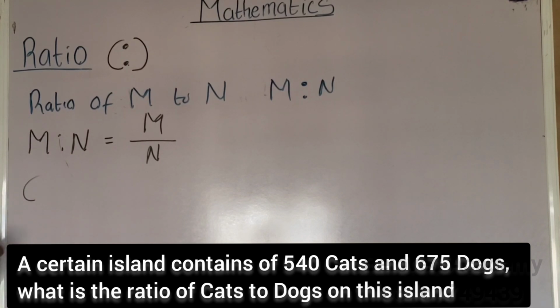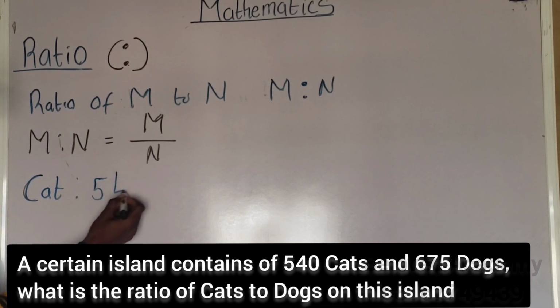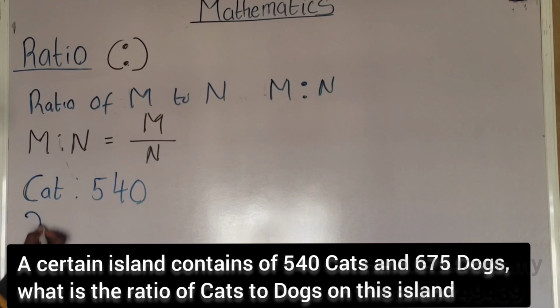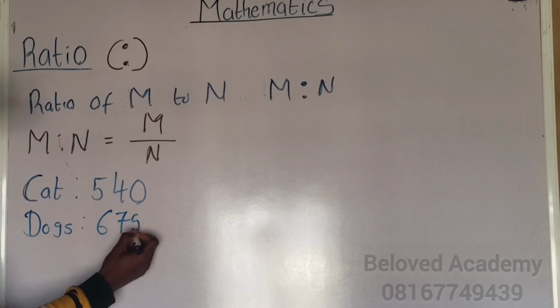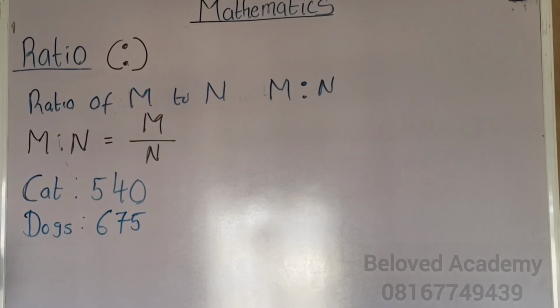Let me change this marker. For cats is 540 in number. Are you paying attention? And for dogs is 675. Now, to express this in ratio, don't forget the law. The first quantity will be at the numerator, and the second quantity will be at the denominator of our fraction, okay?